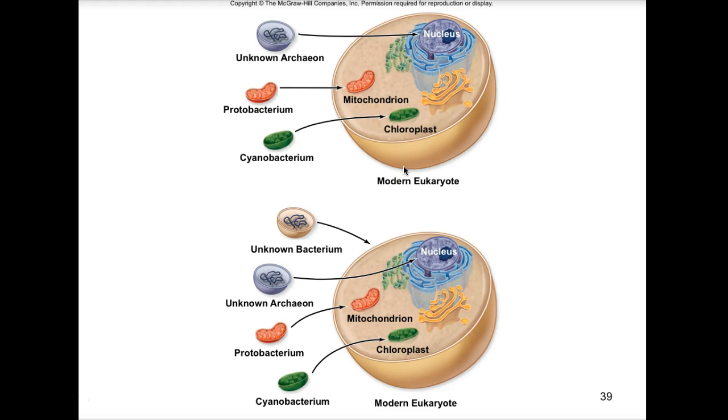So if we look here, you can see an unknown archaeon that would become the nucleus. The protobacterium would be the oxidative bacteria, which became the mitochondrial organelle, and the cyanobacteria, which would be able to carry out photosynthesis, has been engulfed and eventually became the chloroplast. So now we have our modern eukaryotic cell there.